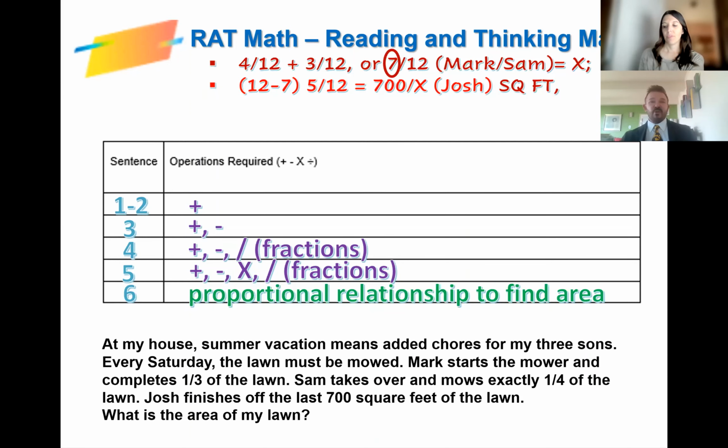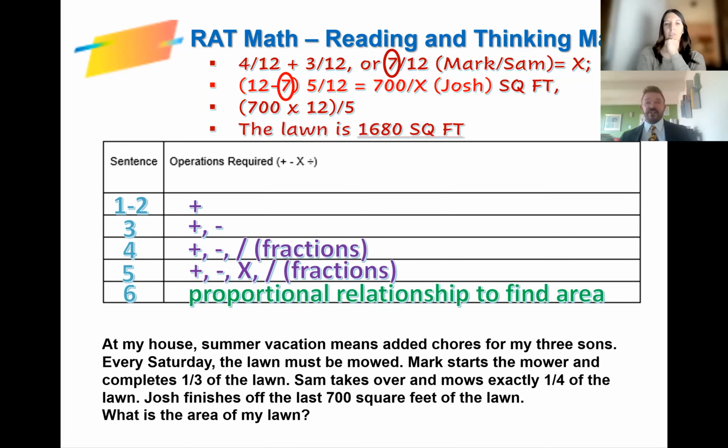So you notice that we have the 7 up here. We have to get the inverse of that to figure out what Josh's part of the lawn is. So Josh's part is only 5/12. 5/12 equals 700 over X, so the total part of the lawn. 700 is Josh's part, so what's the total part? Which is what I'm trying to get to. So we end up multiplying 700 times 12, dividing all of that by 5, and we find out that the lawn is 1,680 square feet.